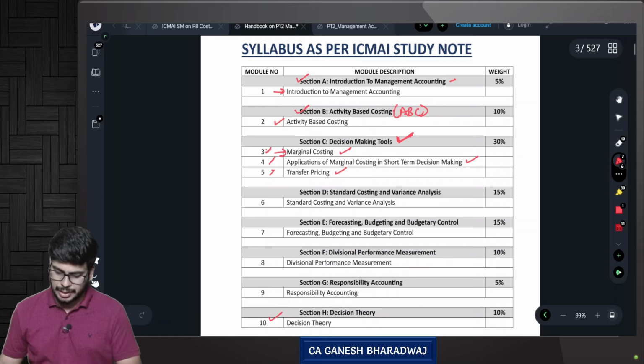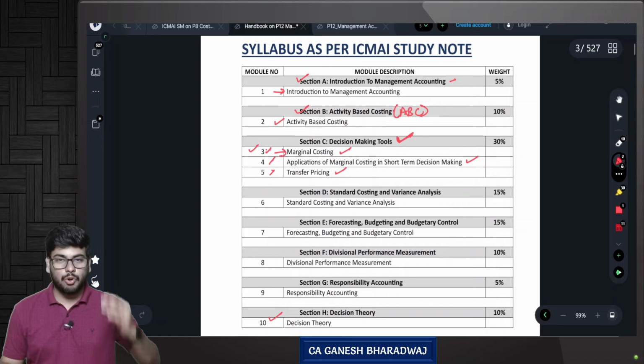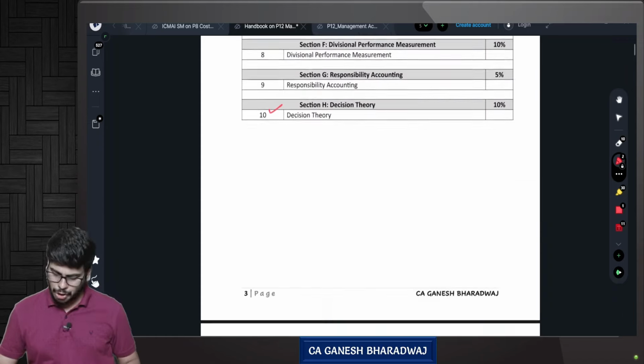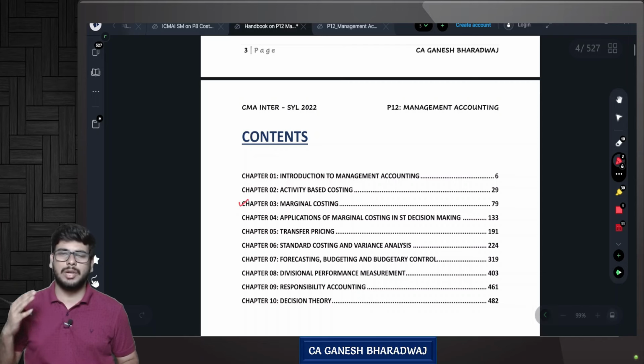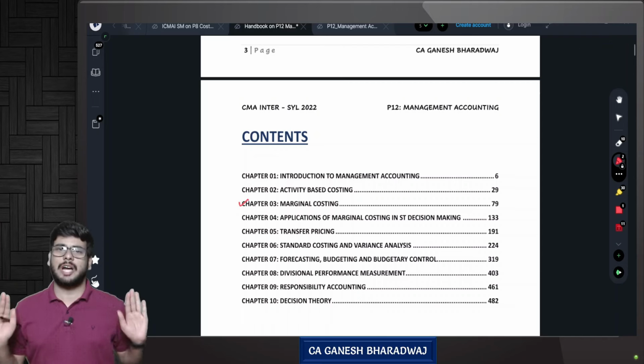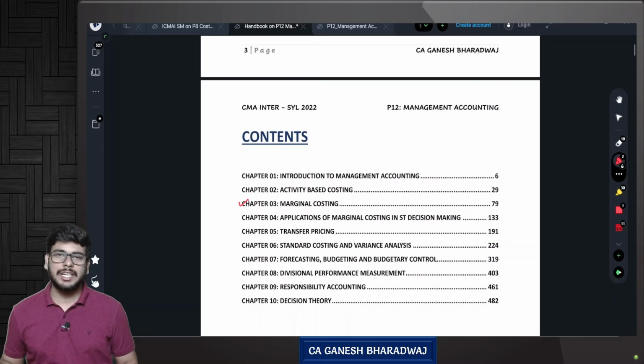Marginal costing, if you see, this is module number 3. If you go as per your CMA study note, it is module number 3. As per our book, it is chapter number 3. That's all. Fine. So I have not done this section, module and all that. I have just kept it as chapters. So overall, we've got 10 chapters here.